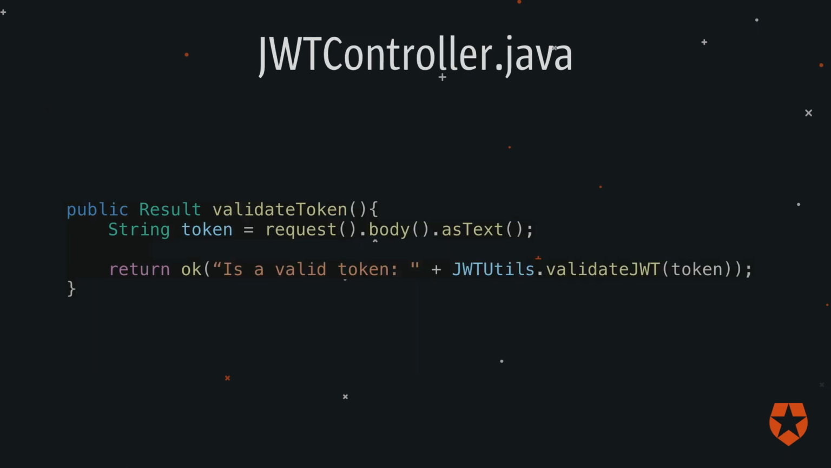So I will receive a token. Now, instead of receiving a JSON, I will just receive a simple text, because it's my JSON Web Token. I will ask for the body of my request, put that in a string, and I am using my JWTUtils to validate this JSON Web Token.